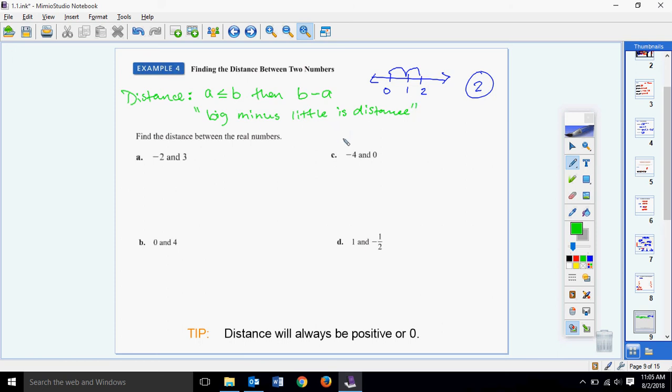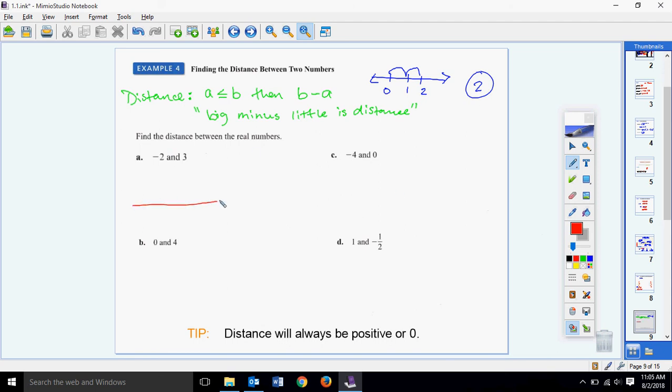Now the reason we do big minus little is because distance always has to be a positive number or 0. Okay, I can't be -12 feet from a person. I'm 12 feet no matter where I'm standing from them. Well, as long as it's 12 feet, in any direction though. Okay, so let's find the distance between these real numbers.